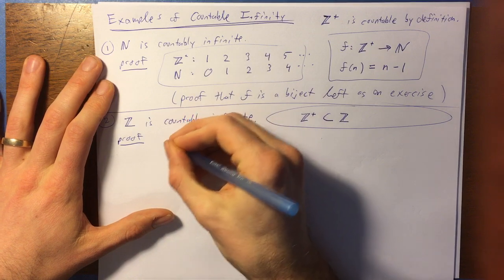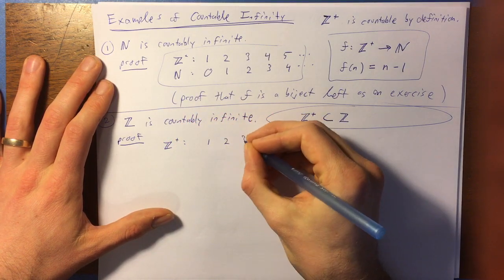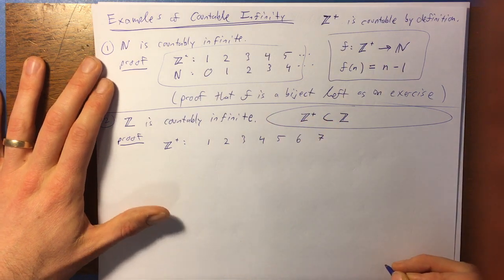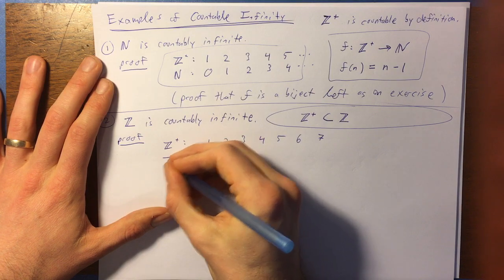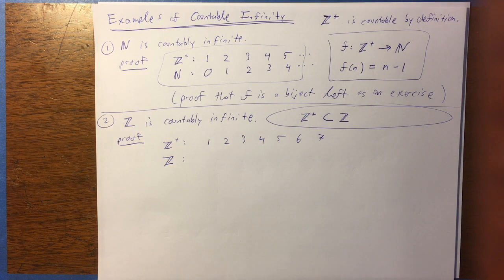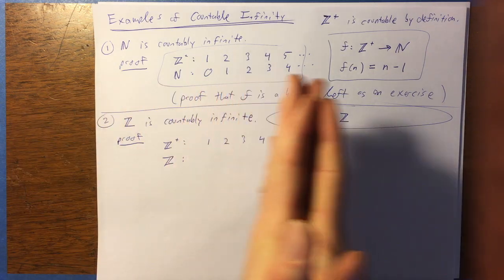So let's start by trying to do that. All right, so my positive integers start at 1, 2, 3, 4, 5. I'm going to go out to 7 here, 6, 7. Now I need to write down the integers. The order that we traditionally write the integers in is from smallest to largest, starting with negatives and then doing 0 and then going to positives.